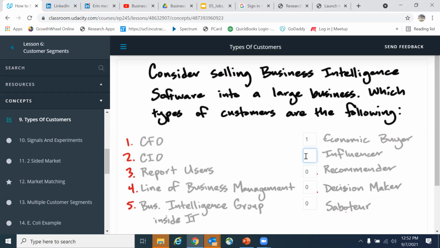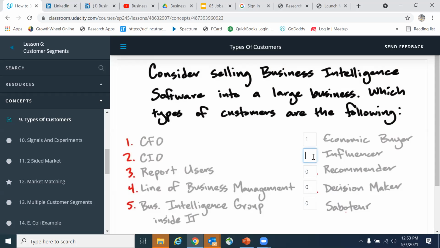Okay, so who will be the influencer? I think number 5 is definitely the... I said number 5 was supposed to be the user because it's business intelligence software, but there's no user there. So who will be the influencer? Number 5 or number 3 or number 4? Report users. I think it would be the report users, isn't it?